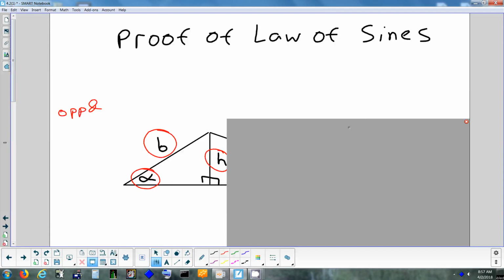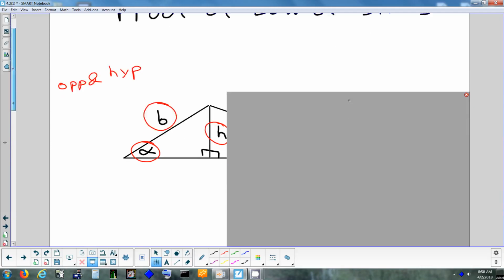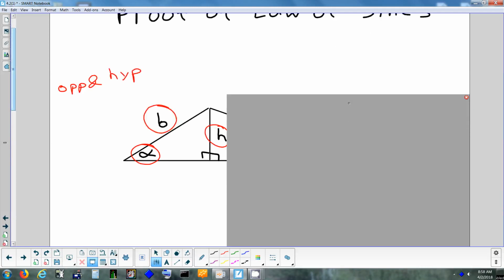And we've got one other side, B. Jordan, what's the side that's labeled B? Hypotenuse. It's hypotenuse, because it's across from the 90. Now, out of the three trig functions, sine, cosine, and tangent, there's one of them that would involve opposite and hypotenuse. Does anyone remember which trig function has opposite and hypotenuse? Yep. Sine. So what we're going to do is we're going to set up a formula using sine.